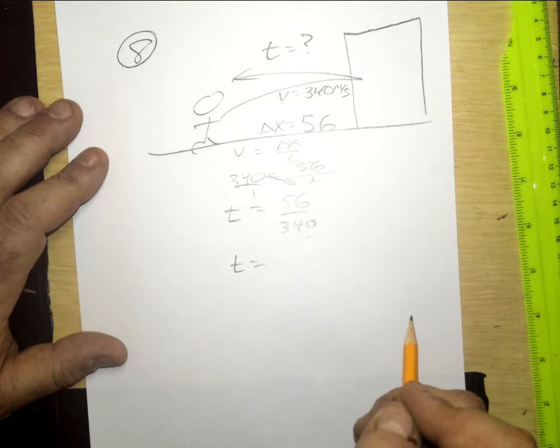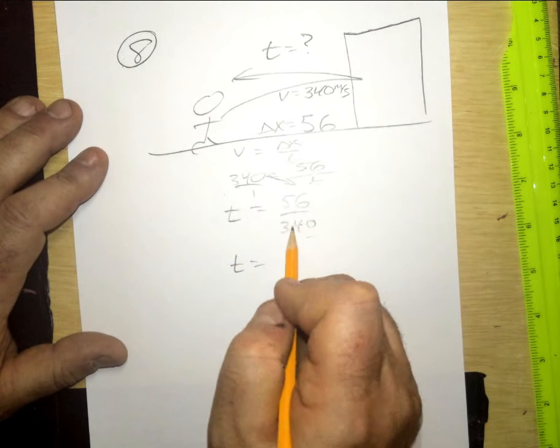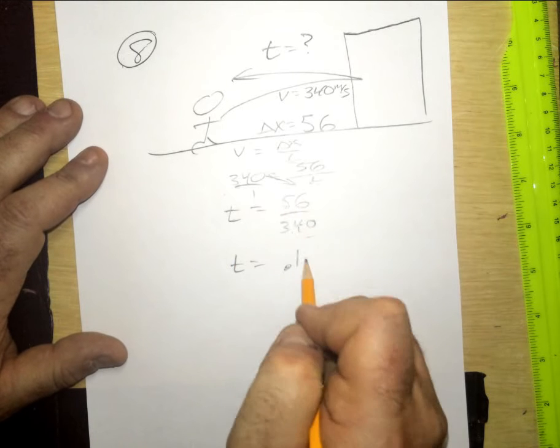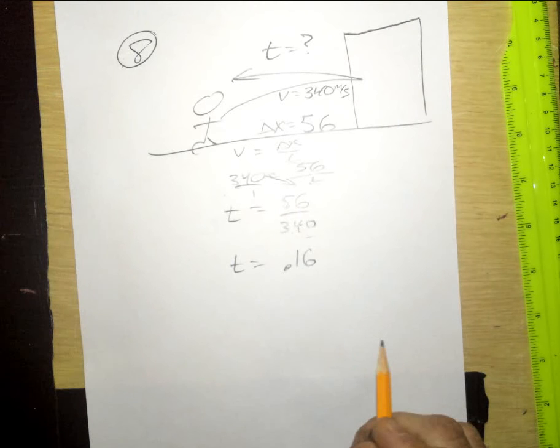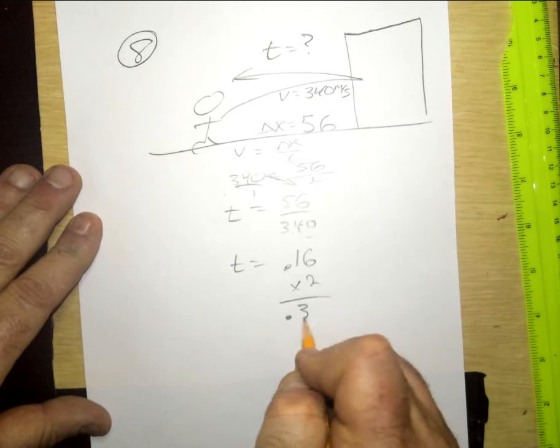Okay, Thomas? Well, let's see here. 5 over 30 would be 1 over 6. And so, what did you say, Thomas? 0.16. And yes, that is approximately what I was looking for. Now, that is the time to go the 56 meters. As Davis just mentioned, we got to go from the 56 to the building and the 56 back again. So we got to multiply by 2, and we get 0.32 seconds.